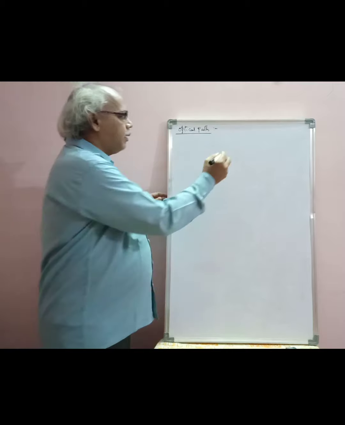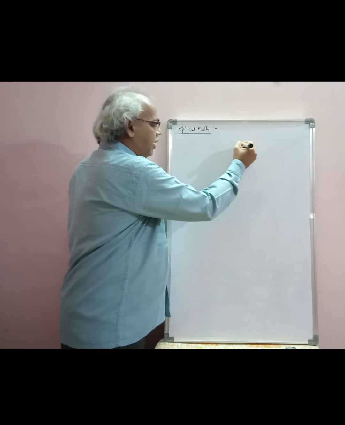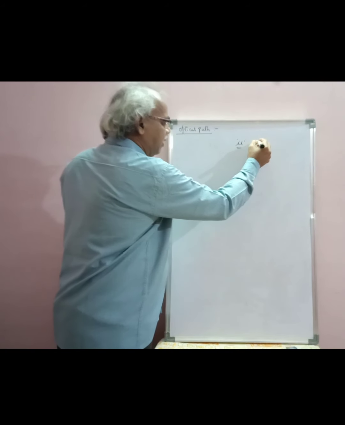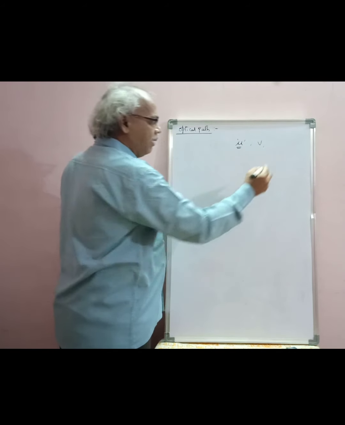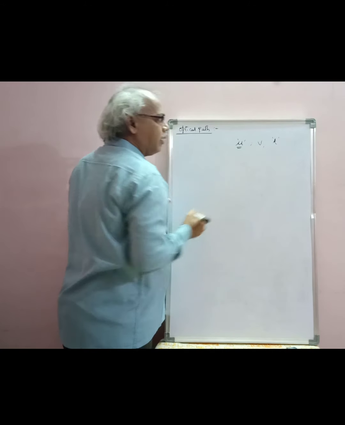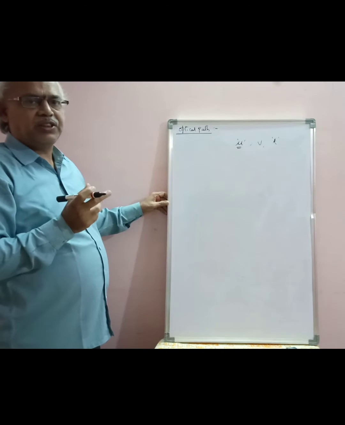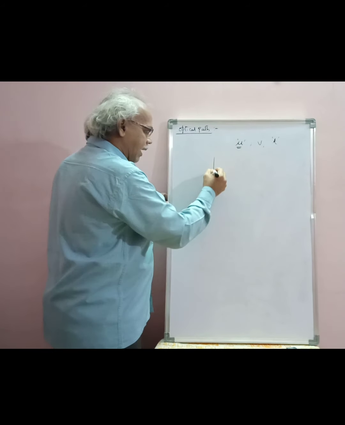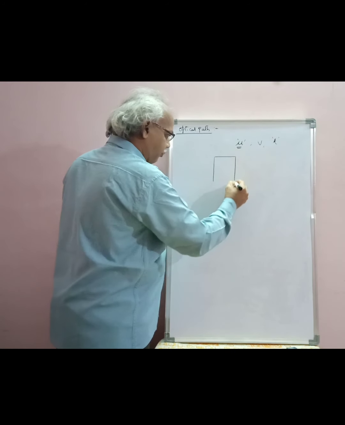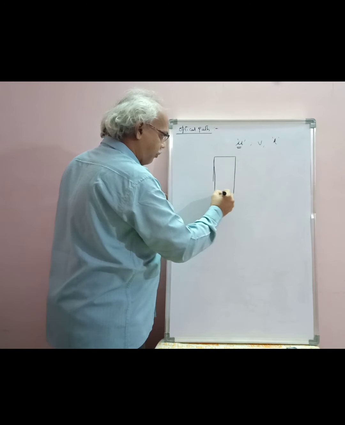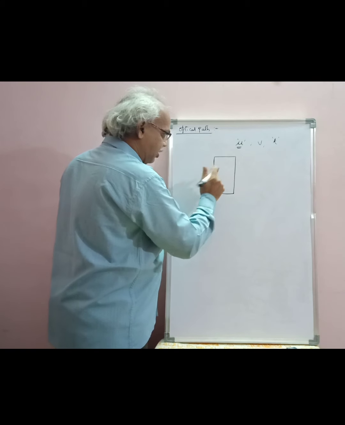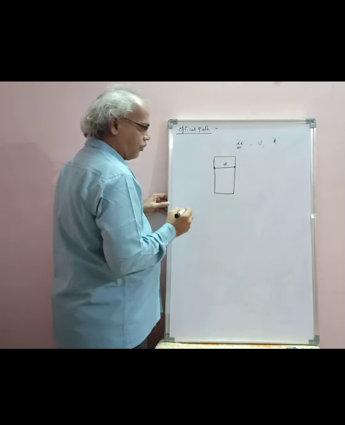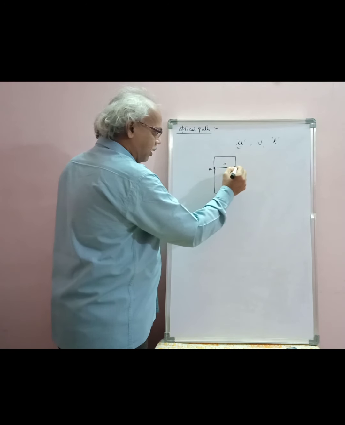Here, if a medium has a refractive index mu and the speed of light in that medium is v, in time t it moves a certain distance in that medium. Suppose we consider a glass slab of thickness t or d. This is point A, this is point B.